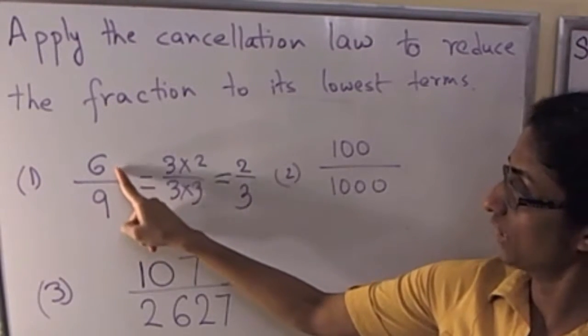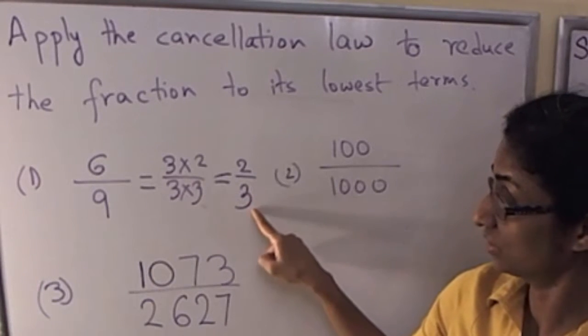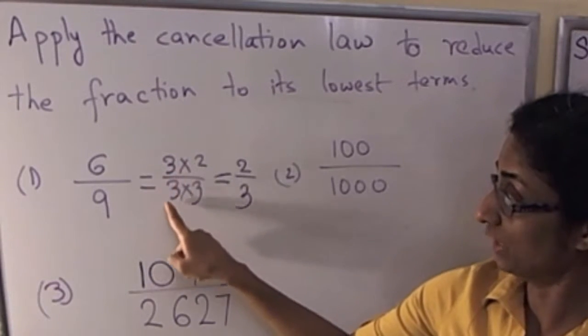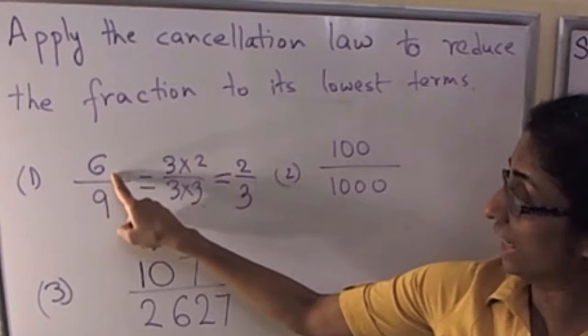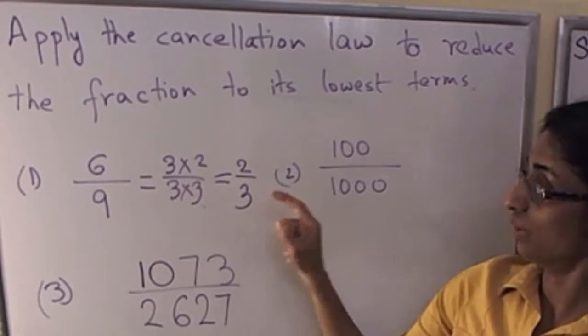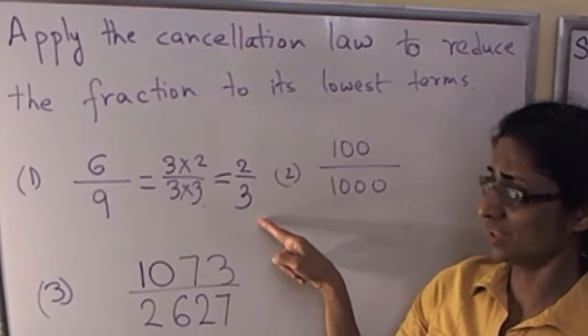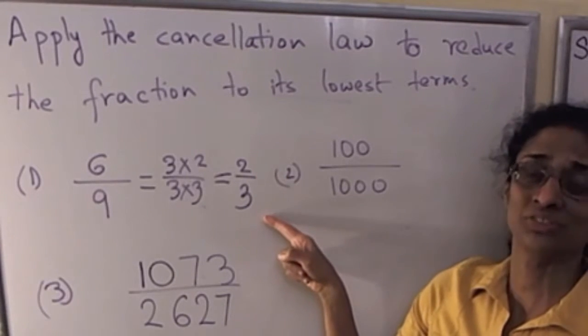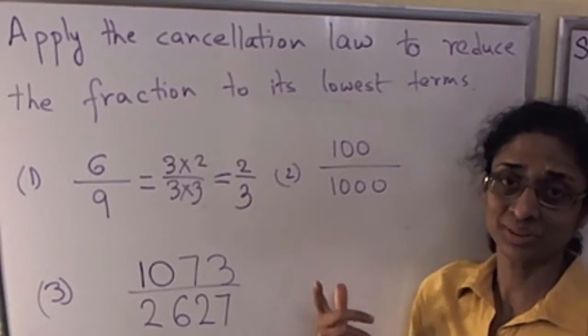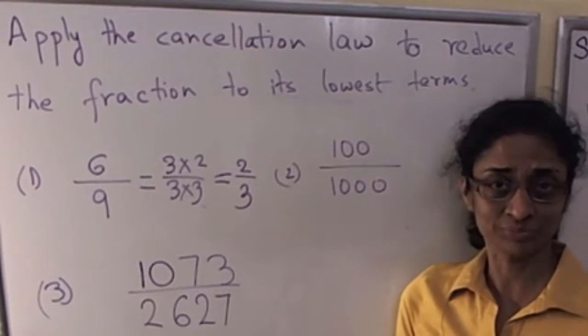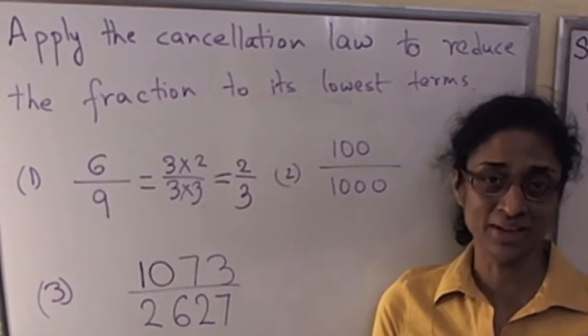So if we rewrite 6 over 9 as 2/3 by cancelling the common factor of 3, then we say the fraction 6/9 is now reduced to 2/3, which is in fact in its lowest terms, because I don't see any more common factors between 2 and 3 other than 1, but it's not a factor to cancel.